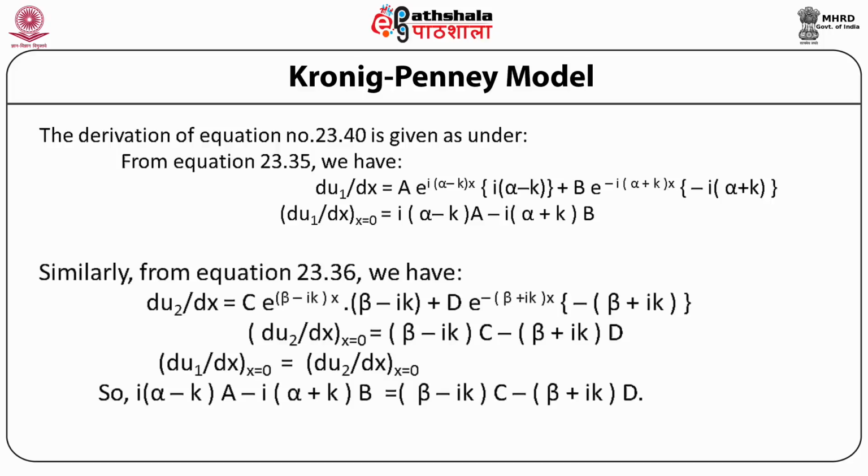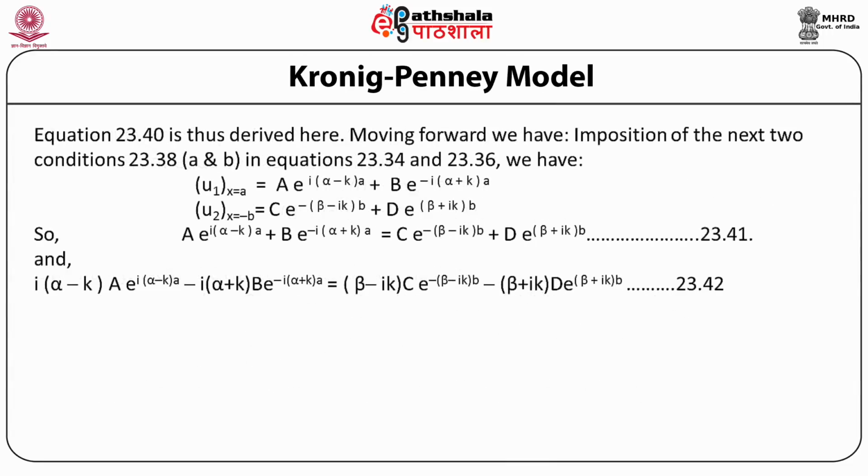Similarly, from equation 23.36 we have du2/dx is equal to C e^((β − ik)x)(β − ik) + D e^((−β + ik)x)(−(β + ik)), or du2/dx at x equal to 0 is given by (β − ik)C − (β + ik)D. du1/dx at x equal to 0 is equal to du2/dx at x equal to 0. So i(α − k)A − i(α + k)B is equal to (β − ik)C − (β + ik)D. Equation 23.40 is thus derived here.